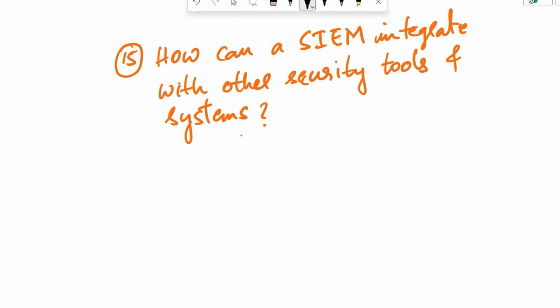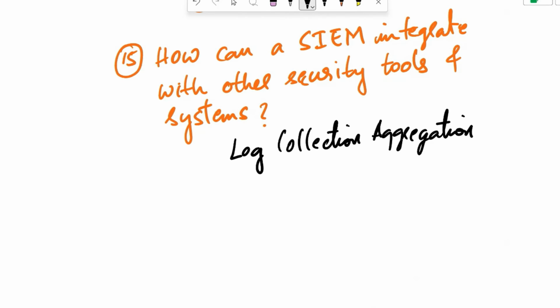First one is log collection and aggregation. Most SIMs offer agents, connectors, or APIs to collect logs from various sources, including firewalls, antivirus solutions, intrusion detection systems, intrusion prevention systems, and more. These logs are aggregated in the SIM for centralized monitoring and analysis.